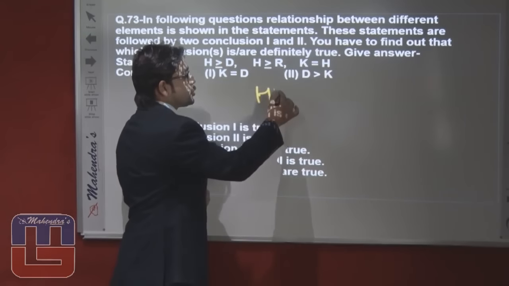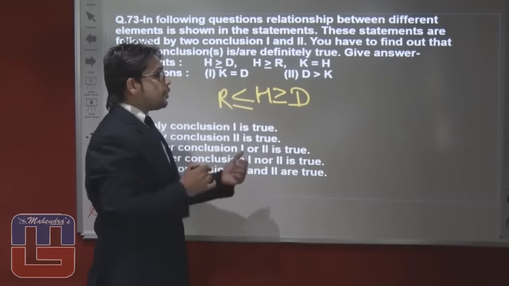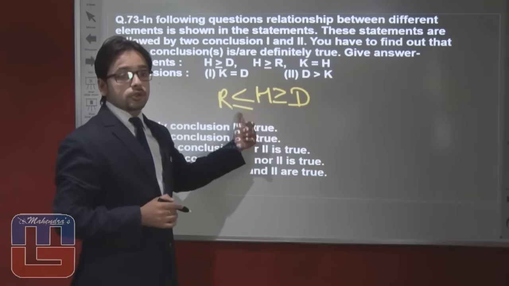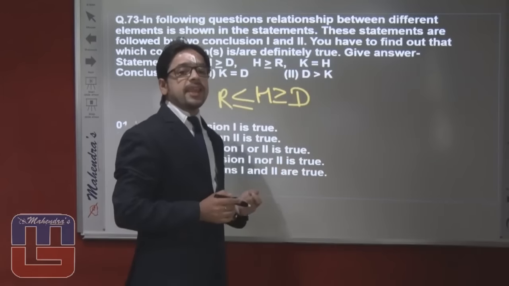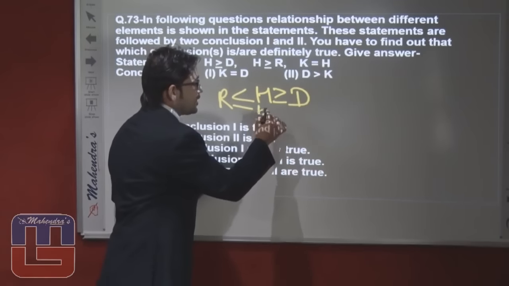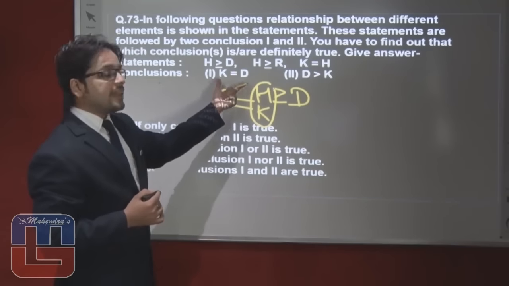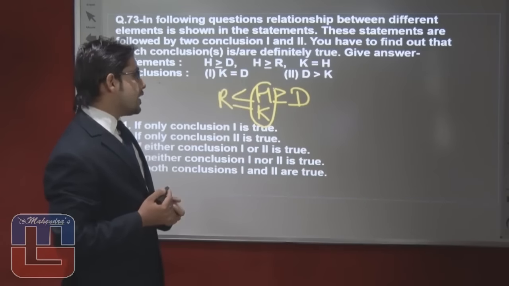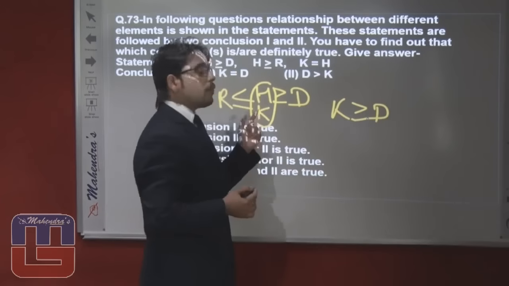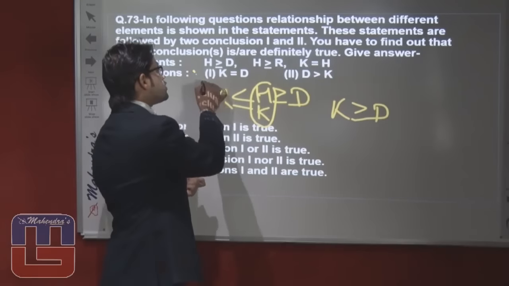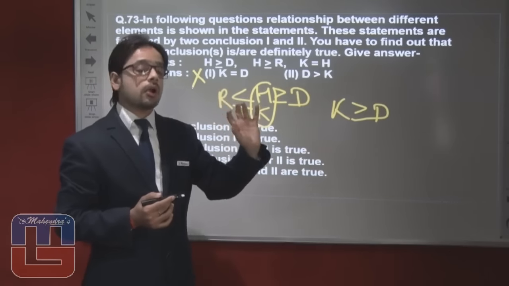H is greater than or equal to D, H is greater than or equal to R. You can find out H is greater than or equal to D, H is greater than or equal to R as per the demand of the examiner. Now the third statement is saying K is equal to H. First conclusion is saying K equals D. The answer will be K is greater than or equal to D. The examiner wants to know if K equals D, so the answer will be false because we cannot say 100% that K equals D or not.